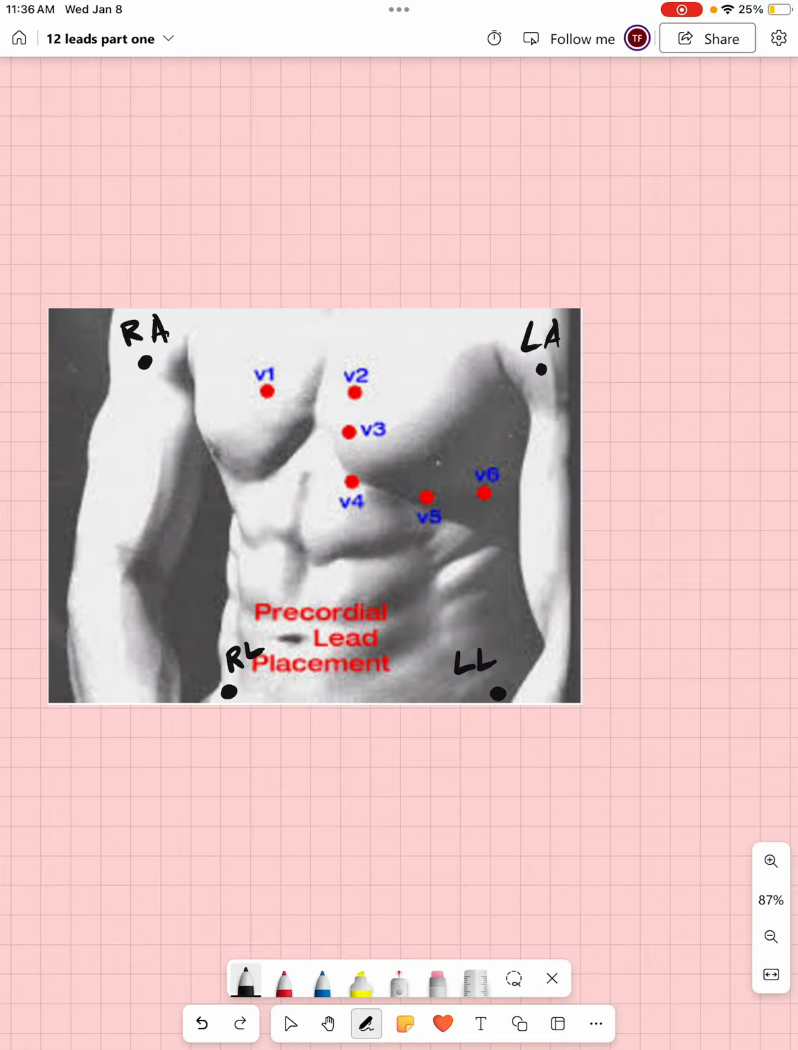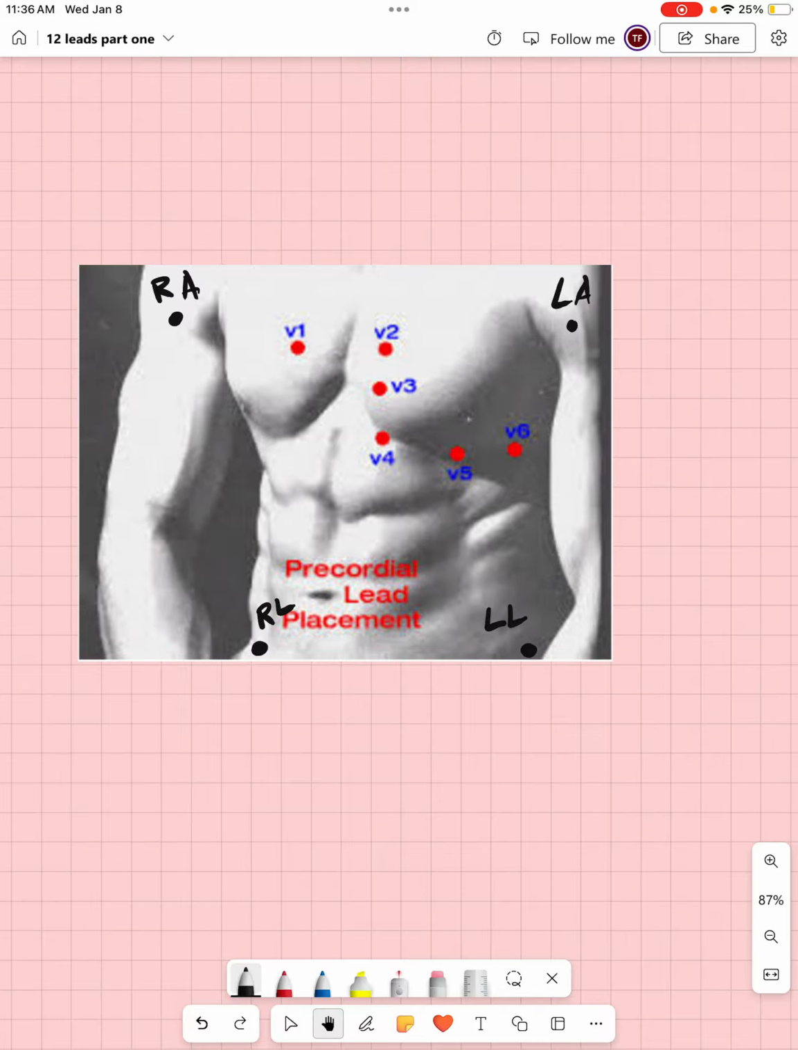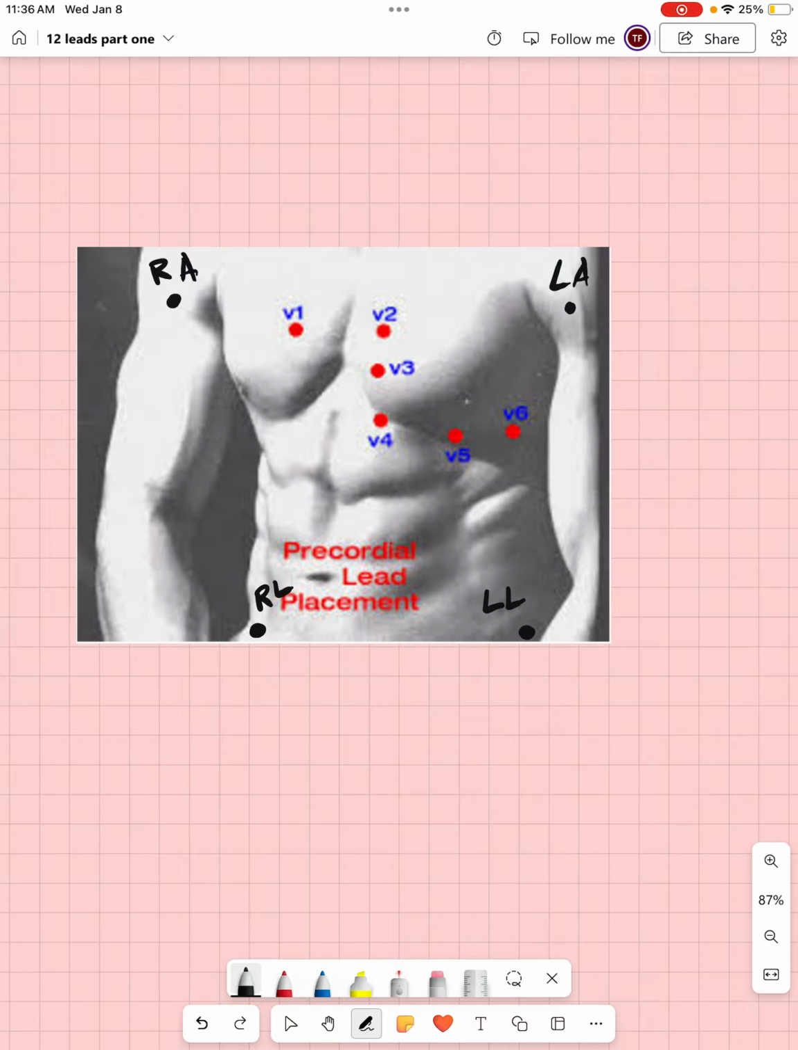Moving on, we've got our V leads. V1 is going to be the fourth intercostal space just right of our sternum. V2, fourth intercostal space just left of that sternal space. I want you to skip V3 for now, and I want you to proceed to V4. V4 is going to be in the fifth intercostal space, the mid-clavicular line, basically below the left nipple.